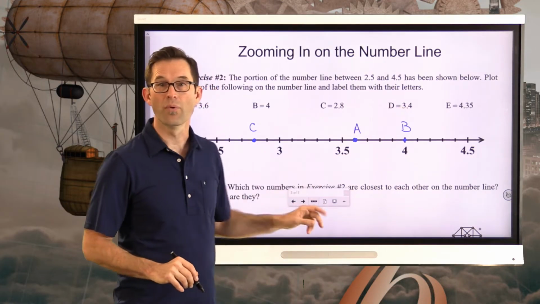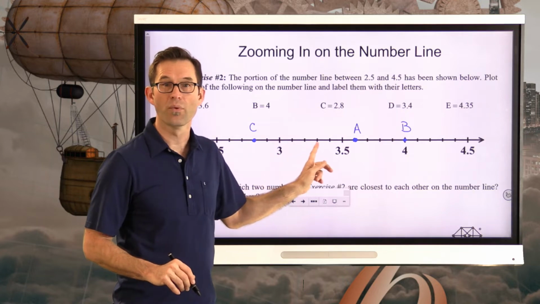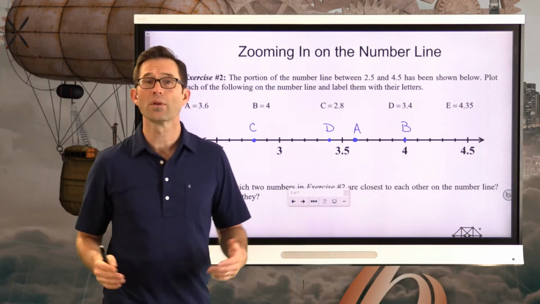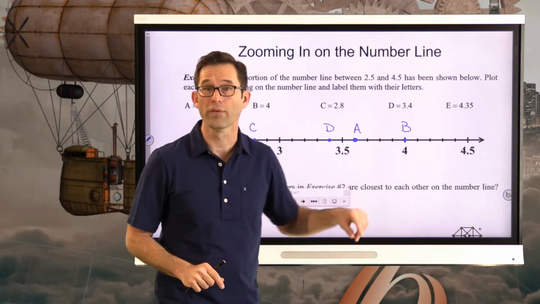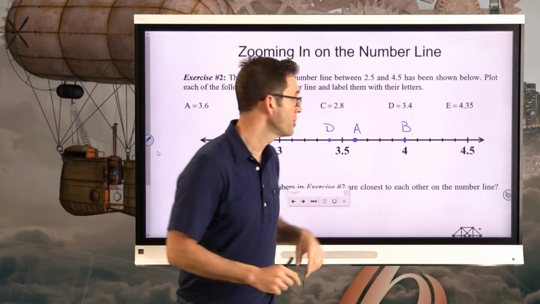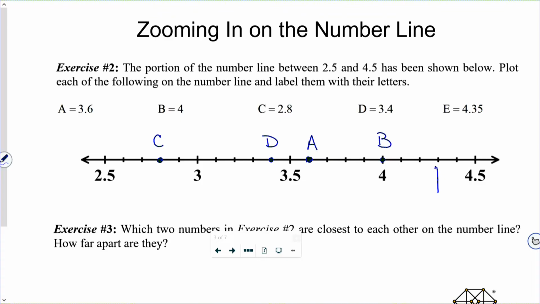Letter D is at 3.4. There's 3, 0.1, 0.2, 0.3, 0.4. So we've got letter D right there. And finally, the hardest one to locate, but it shouldn't be too bad, is 4.35. Here's 4.1, 4.2, 4.3, right? Let me just write this down, like a little arrow, right? Here's my 4.3. Here's my 4.4. And 4.35 would have to be halfway in between them, right?